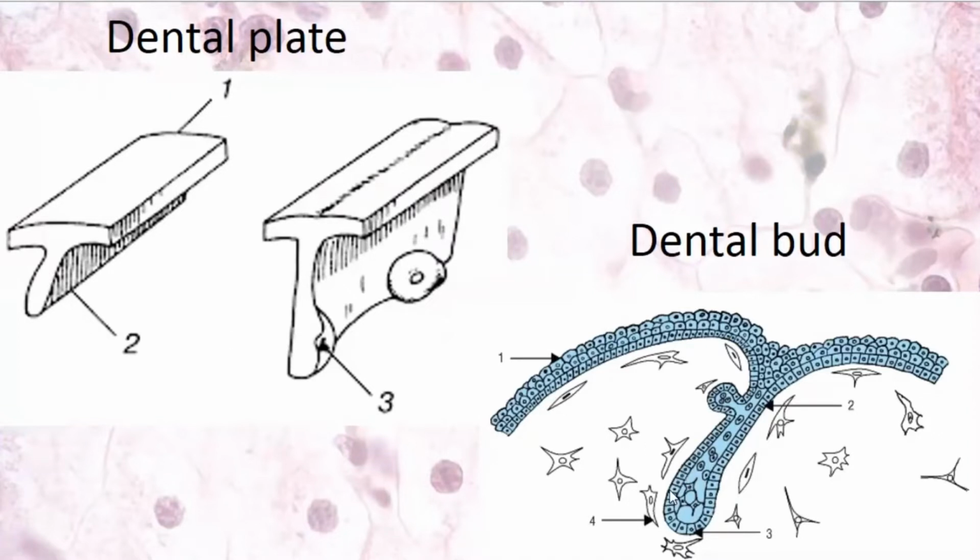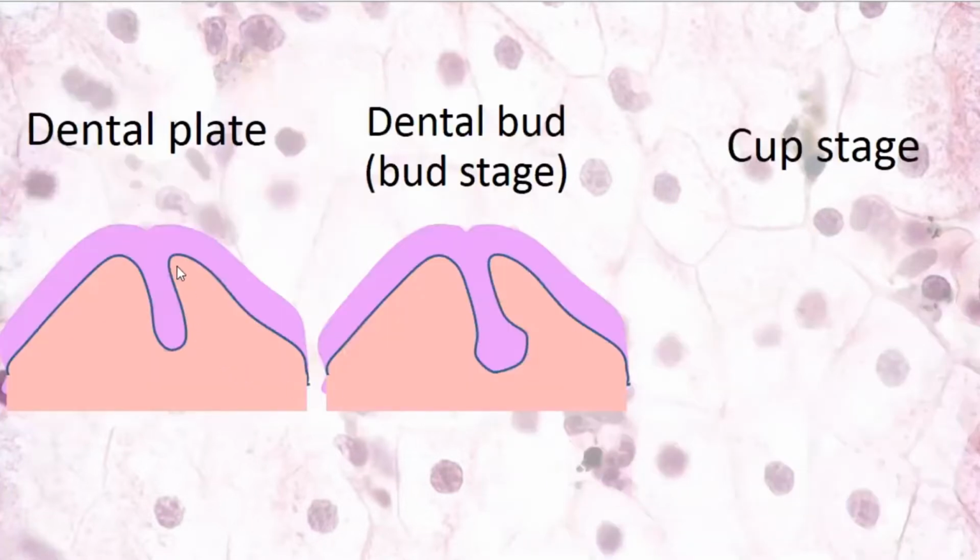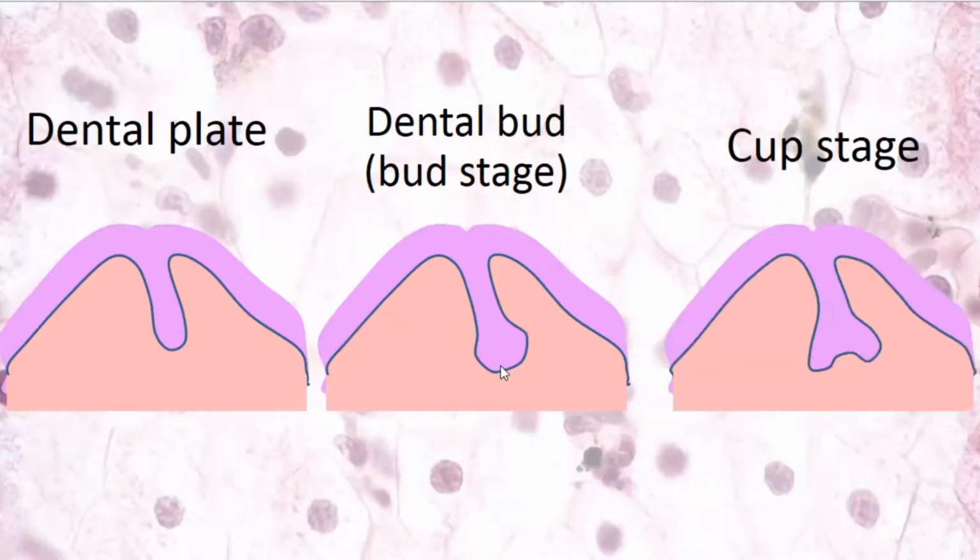And the next stage is formation of dental bud. Here we can see buds which develop on the dental plate. Their number corresponds to the number of teeth. And first there are dental buds for primary teeth, and later we have development of dental buds for secondary teeth. So here we can see the dental bud; that's the dental plate stage, and that's the dental bud stage, and the next stage after formation of dental bud is the cup stage.